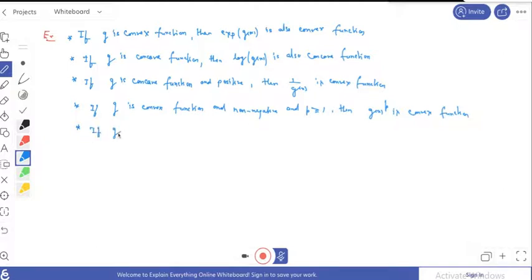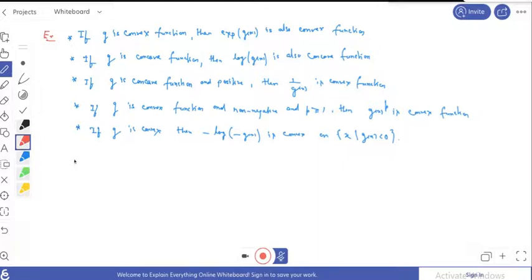Similarly, there is one more result. If J is convex, then you have checked that minus of log of minus of gx is convex. And this is convex on some domain, the collection of all x such that gx is less than 0, because otherwise it is not defined. So you take this thing. You check all these results and try to solve those.